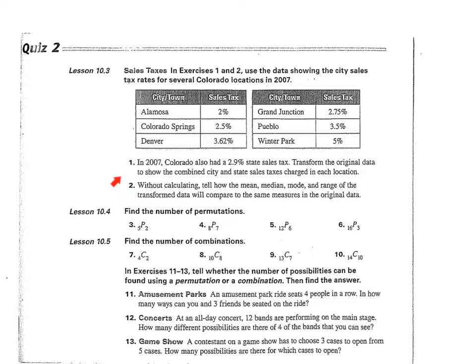In the first one, 1 and 2, these are the sales tax rates for these different cities in the state of Colorado for 2007. So 2%, 2.5, 3.62, and so on. In number 1, it says Colorado also had a 2.9% state sales tax. So they want us to transform this data. Every city had 2%, and in addition to that, they also had 2.9% added on.